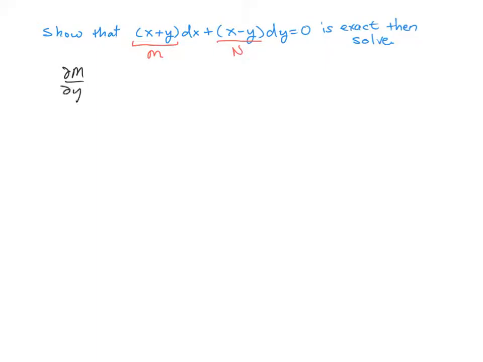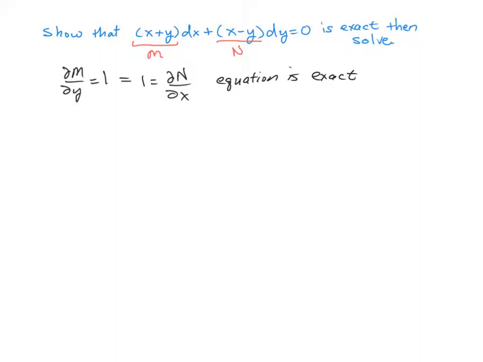So if we take the partial of M with respect to y, we end up with the derivative of x, which is 0. It's a partial derivative again. And then the derivative of y, which is 1. And then if we take the partial of N with respect to x, we also get a value of 1 because, again, the derivative of y is 0. And so because of that, we see that we have two mixed partial derivatives that are equal. So the equation is therefore exact.